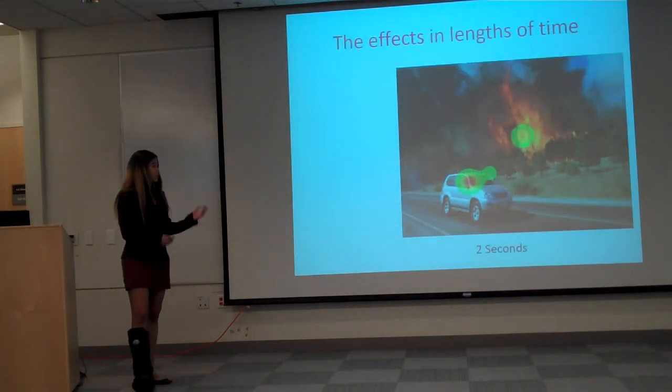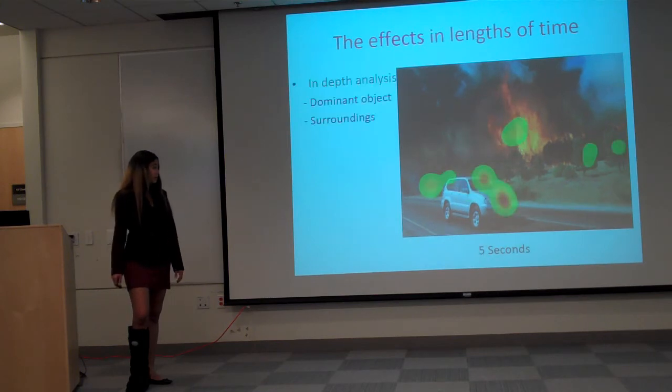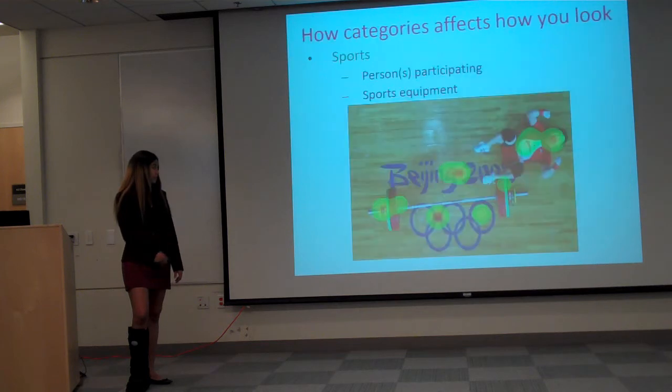For first, this is an image that was shown for 2 seconds. The person looked at the car and the fire. They were able to say, oh, there was a car driving next to a fire. But when the image is shown for 5 seconds, they had a better analysis of what was going on in the image. Instead of just saying a car, they were able to say it was a silver SUV, and there were also trees in the background that were burning.